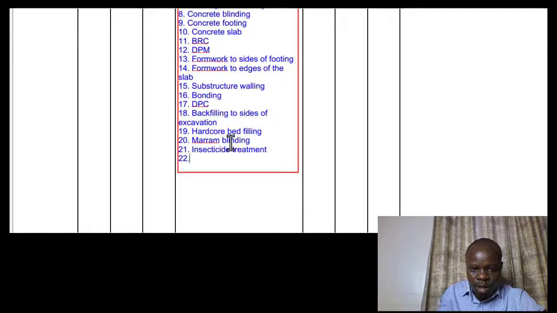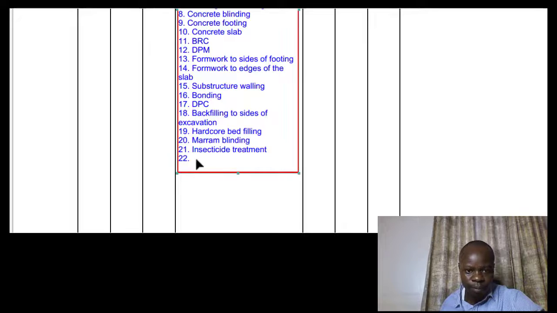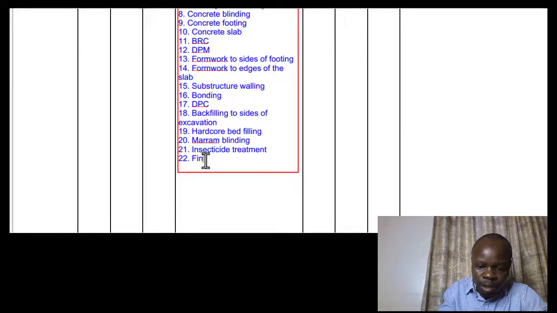Then number 22, let's see. Number 22, we talked about insecticide treatment. Then we'll go to finishes. That is plastering to plinths and then painting. We go to finishes to plinths. Okay, we just go straight on.